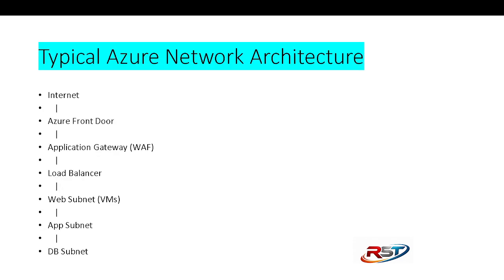Typical Azure network architecture: down at the bottom the DB subnet, in front of that the app subnet, in front of that the web subnet, then load balancer, application gateway, Azure Front Door, and internet, like this.